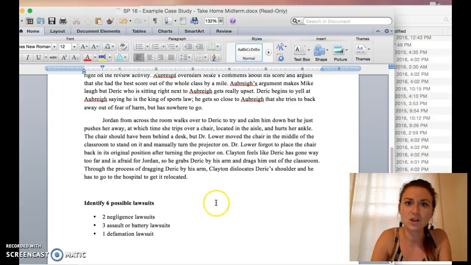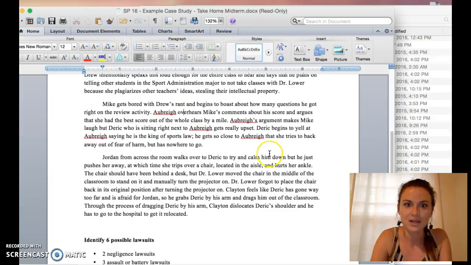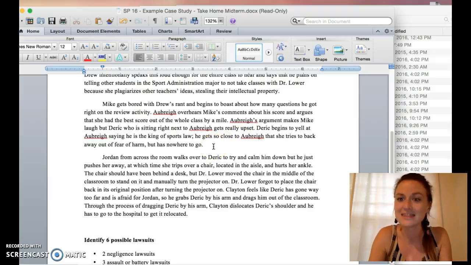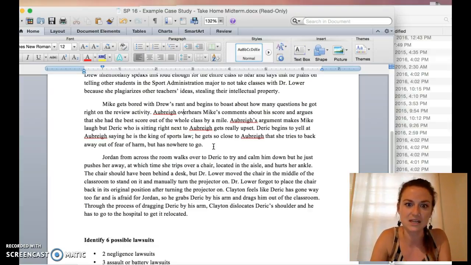In terms of assault or battery, there are quite a few. One is that Derek begins yelling at Aubrey, and he gets so close to Aubrey that she tries to back away out of fear of harm. That is an assault lawsuit Aubrey would file against Derek.